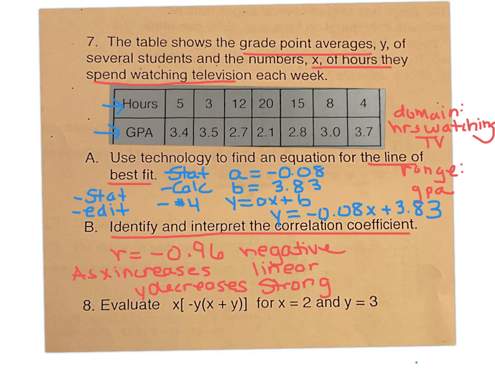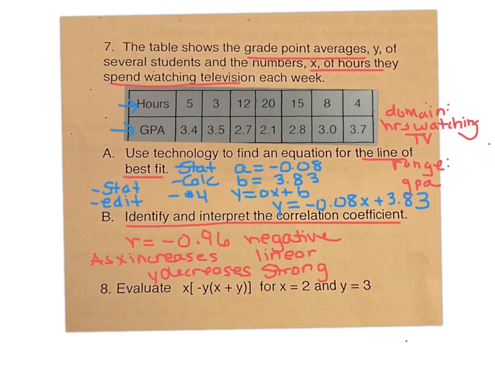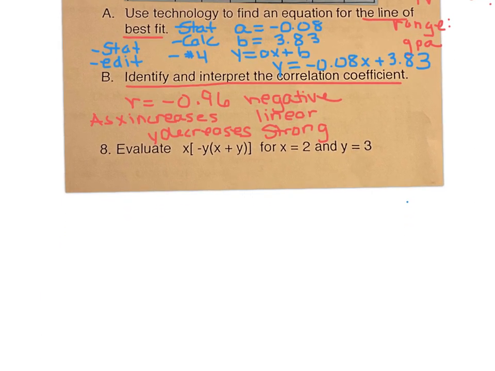All right, let's go down to question 8. Let me slide this up. It says evaluate. So X is 2 and Y is 3. So we're going to plug that in. So we have 2, and then we have this bracket, and then we have negative Y. So that's going to be the opposite of Y, or negative 3. And then we just plug in X plus Y.